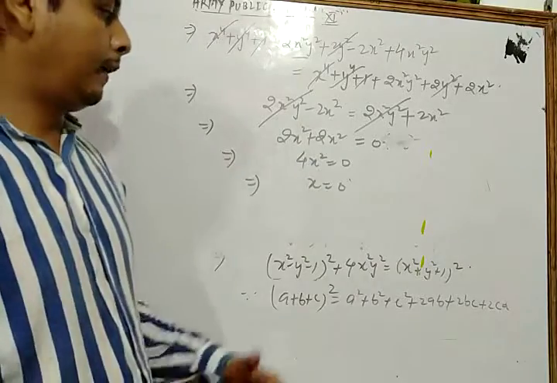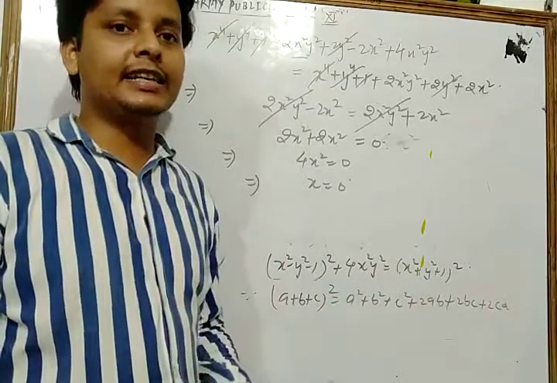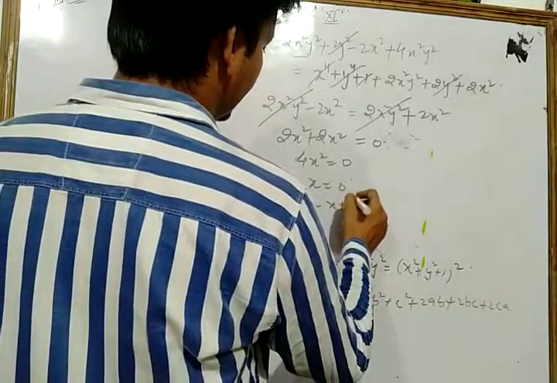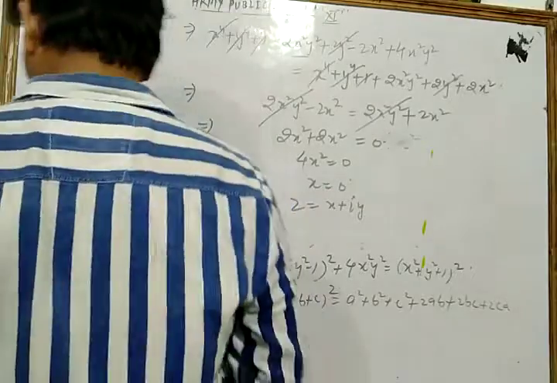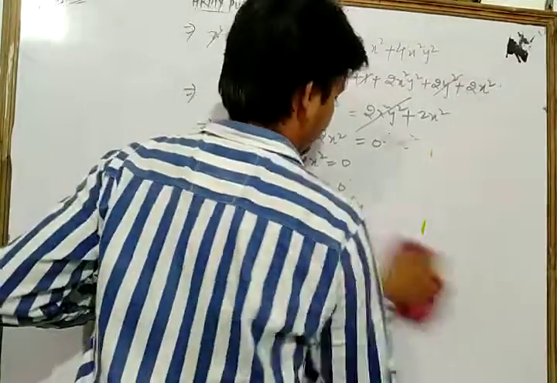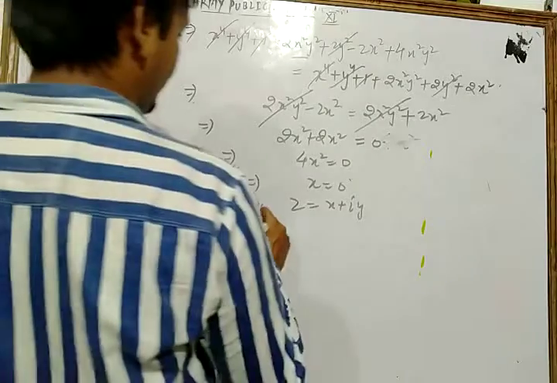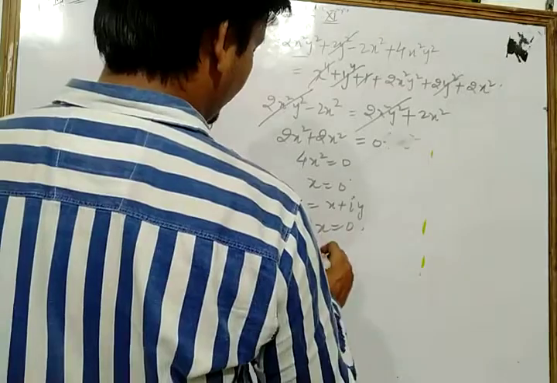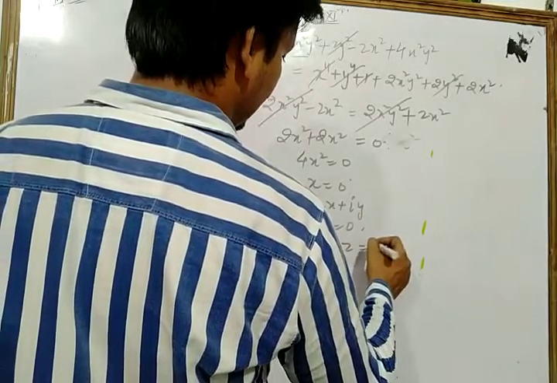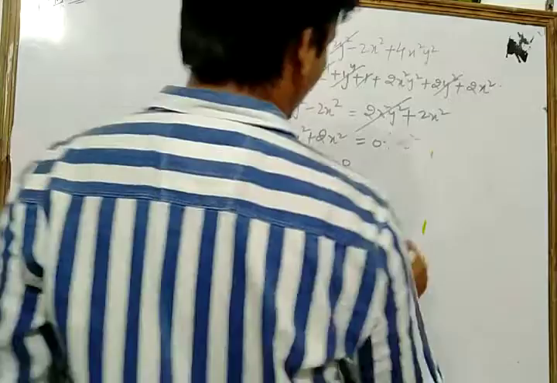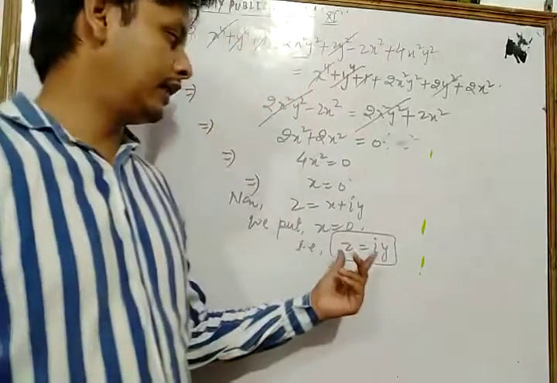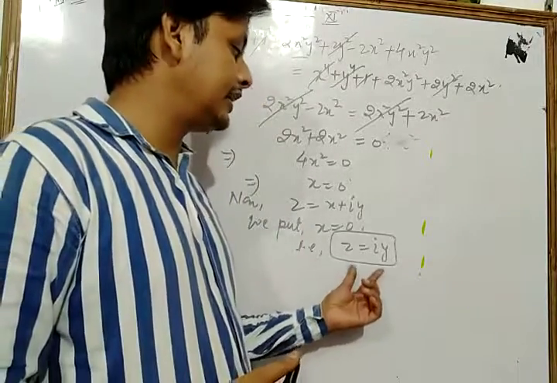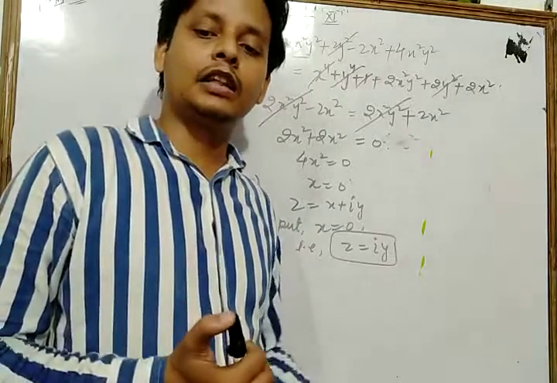Now, for the complex number we take z is equal to x plus iy. Here we put x is equal to 0. Then we have z is equal to what? iy. So dear students, we have the value of z is equal to iy, so we can say that z is purely imaginary and hence it lies on the y-axis.